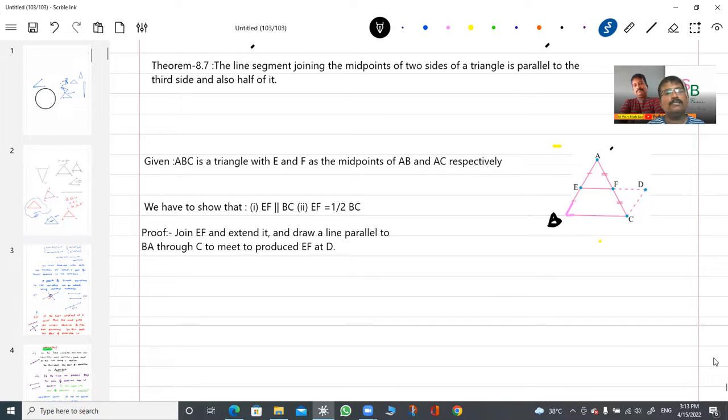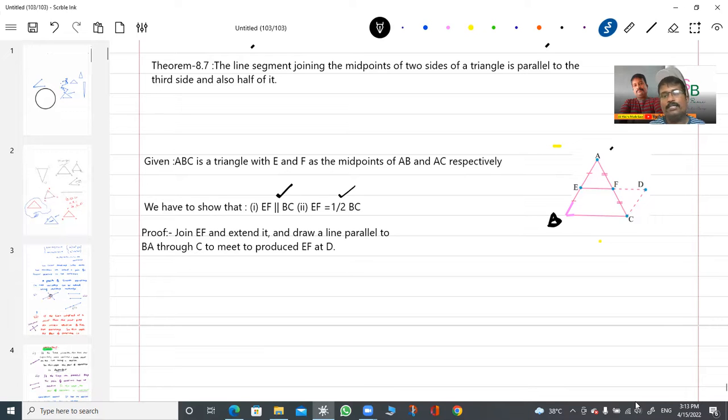What is given? ABC is a triangle with E and F as the midpoints of AB and AC respectively. And we have to show that EF is parallel to BC and EF is equal to half BC. We have to show this.